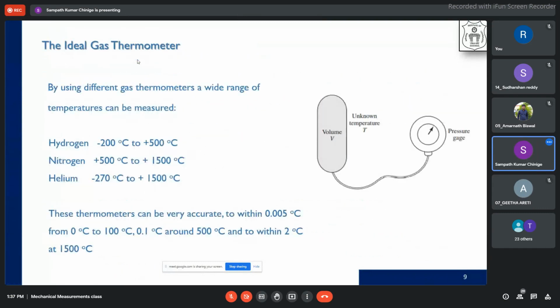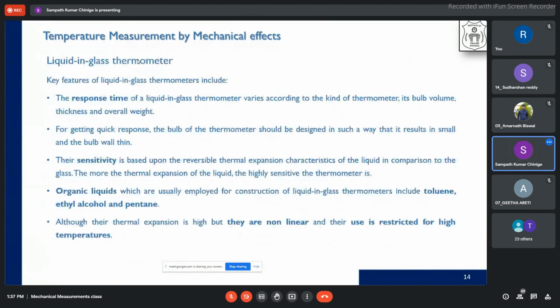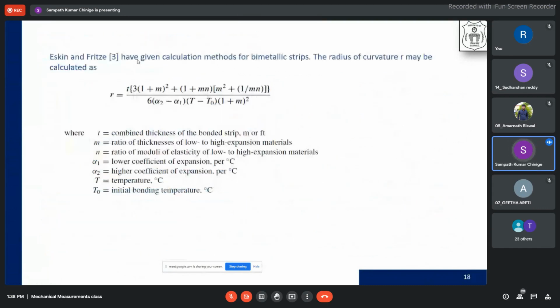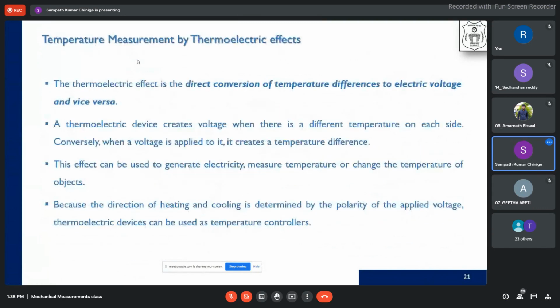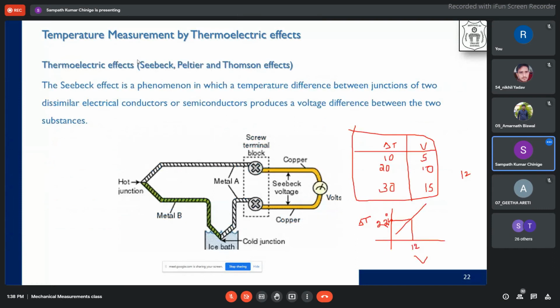We have gone through the ideal gas thermometer, and then as a part of temperature measurement by mechanical effects, we also looked at bimetallic thermal strips. Then we also moved on to temperature measurement by thermoelectric effects, where we are directly converting the temperature difference to electric voltage or vice versa, and then measuring the temperature. So that is the working principle in using the thermoelectric effects. In that we have already looked at the Seebeck effect, Peltier, and Thomson effects.